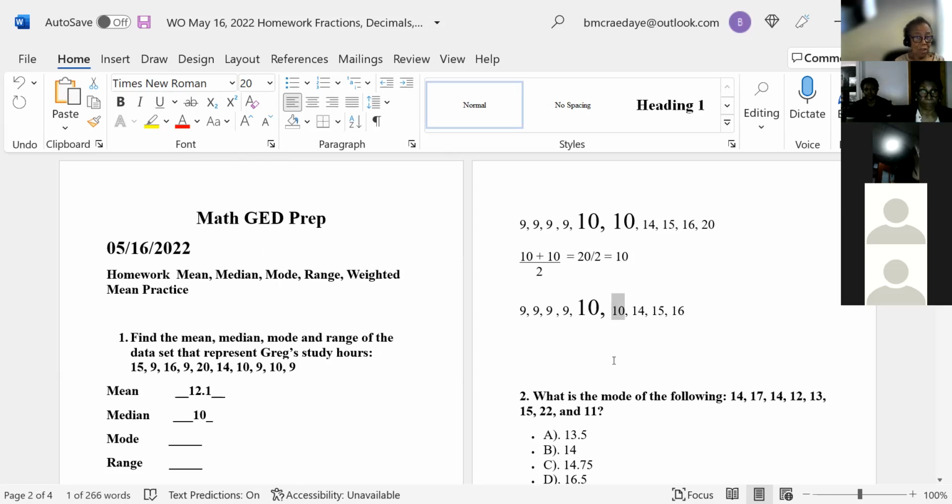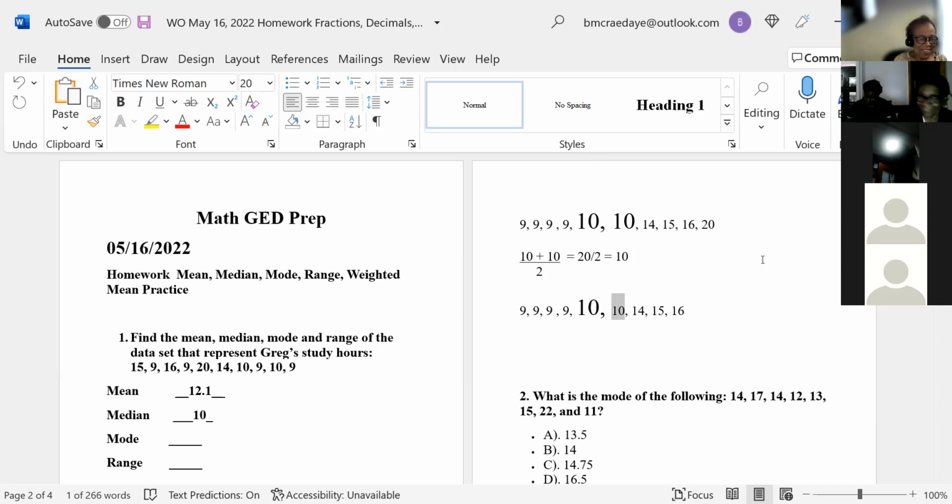So the difference: odd number of items, 1 number in the middle. Even number of items, 2 numbers in the middle, and you take an average of those 2 numbers. That's what the 10 plus 10 over 2 is, an average. Questions on median? Are we getting it there?